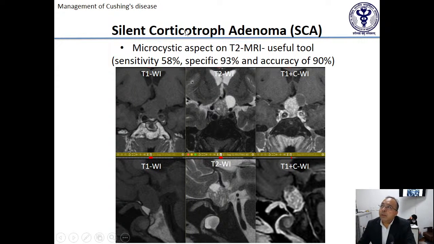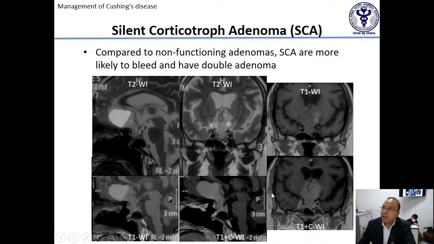The silent corticotroph adenomas have a classical imaging appearance. On MR, they have a microcystic appearance, which has an accuracy of more than 90% in differentiating corticotroph adenoma from the rest of the adenomas. Here the tumor is showing microcysts plus macrocysts and shows heterogeneous enhancement. These tumors are more likely to present with hemorrhage.